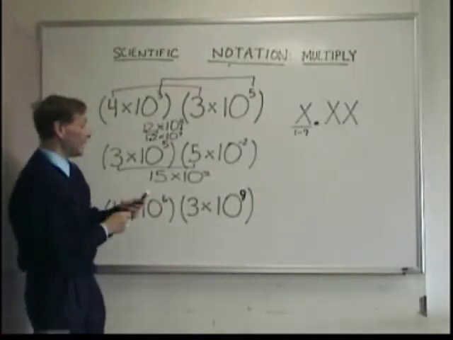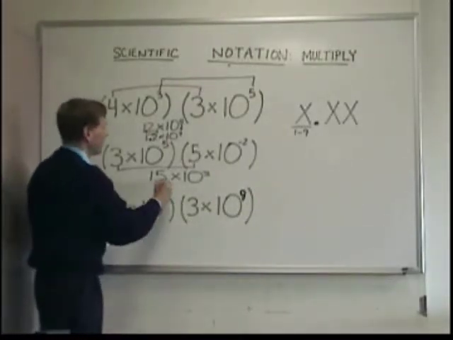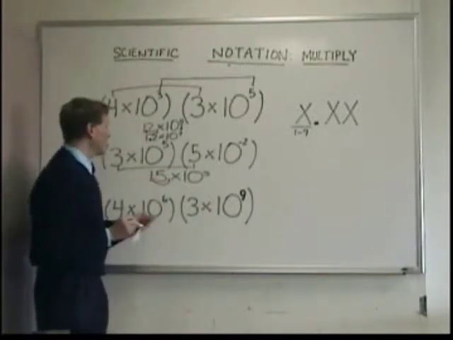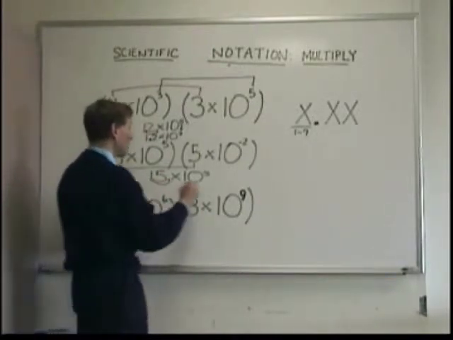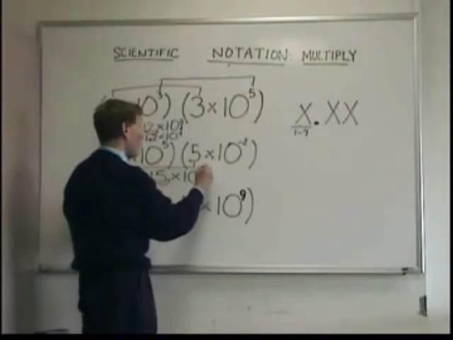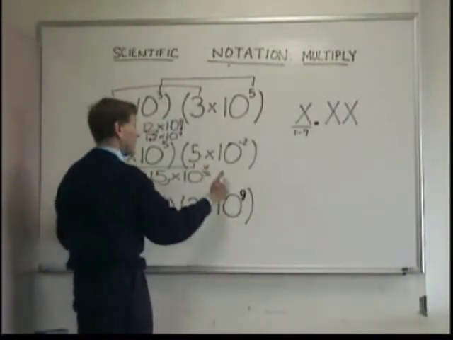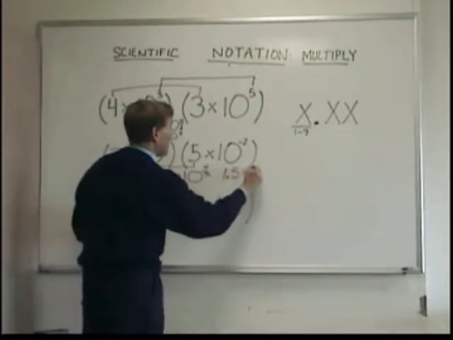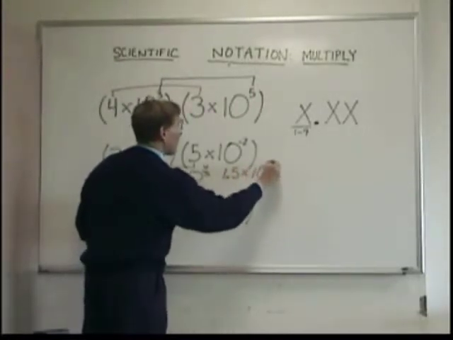Again, not in the proper format, so I move the decimal 1 place to the left. That gives me 1.5, but then this goes up 1 because this went down. This goes up. It's 1.5 times 10 to the 4th.